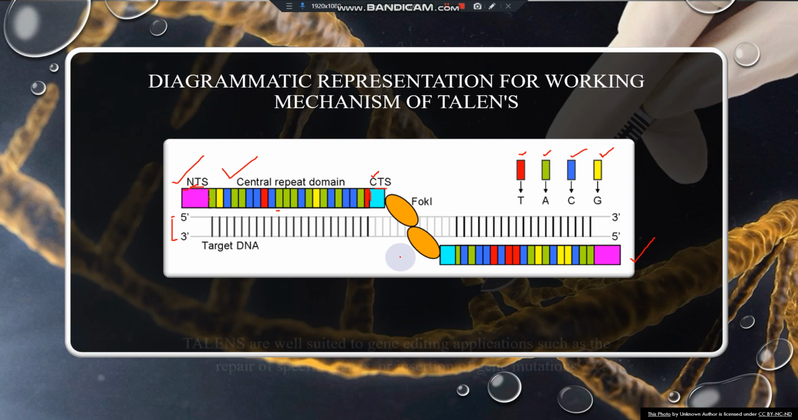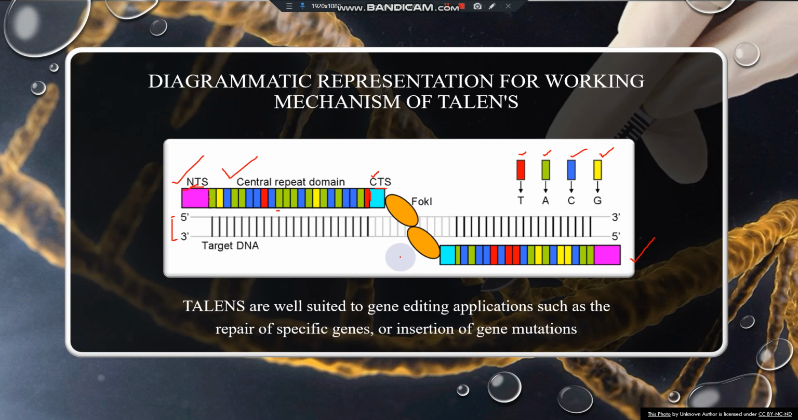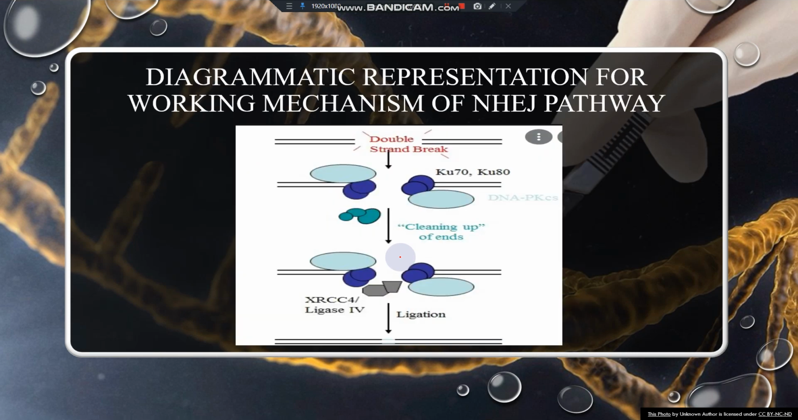These double-stranded breaks can be repaired by the NHEJ pathway. This is the diagrammatic representation of the working mechanism of the NHEJ pathway. NHEJ is the non-homologous end joining pathway, as I mentioned earlier. The double-stranded break occurs due to FokI nuclease, in order to dimerize it.